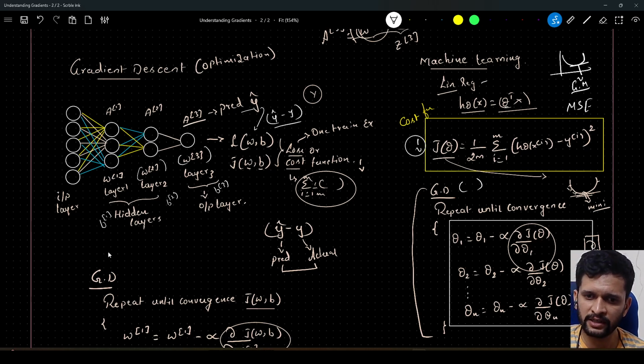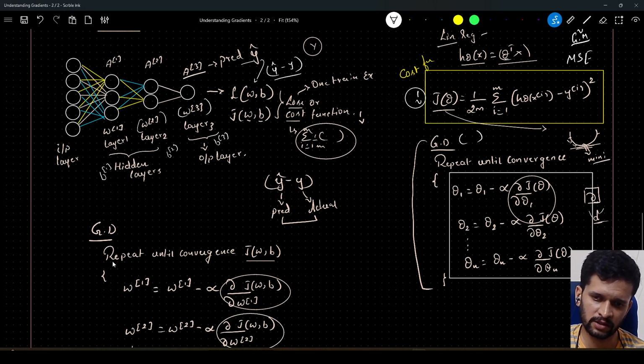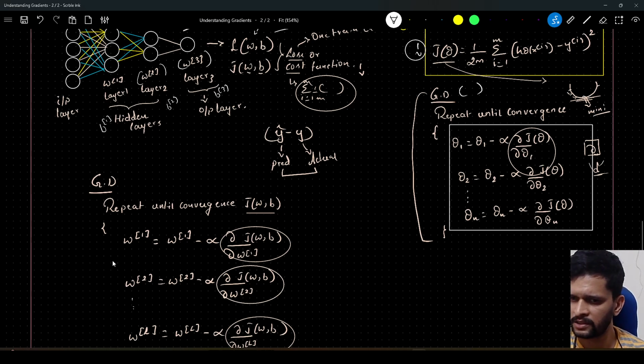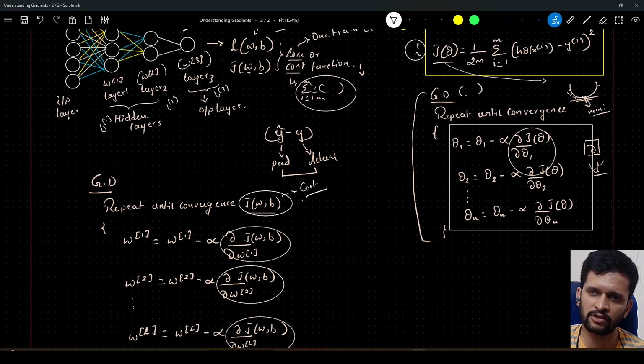Now, how do we apply gradient descent to neural networks? The formula remains the same, guys. We repeat some steps until convergence. Convergence of what? Instead of J theta, we say J of W comma b. This is our cost function in the case of a neural network, and we need to arrive at the global minimum for this cost function, J of W comma b.